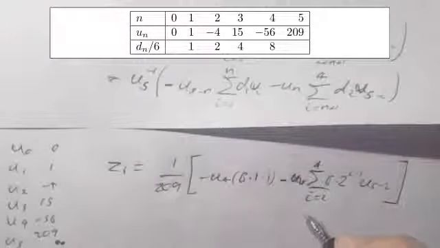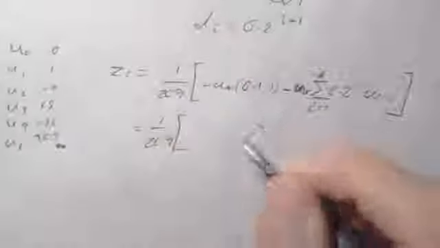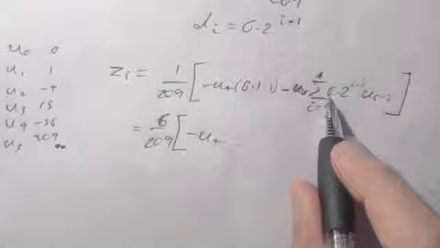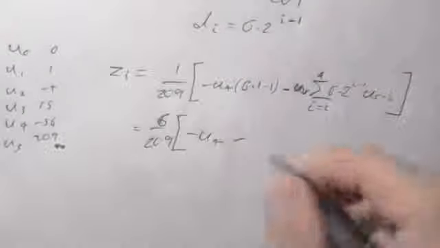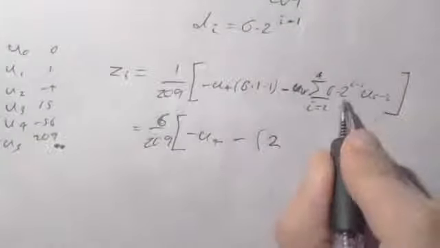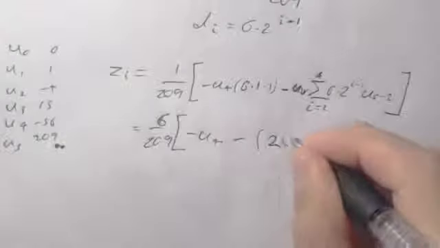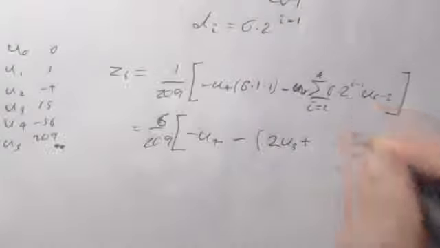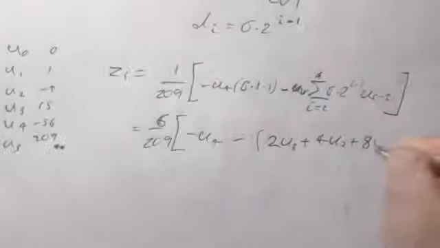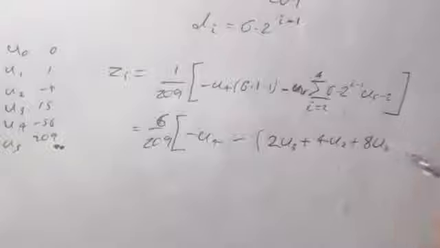So this bit here, let's write it like this, is 1 over 209, so minus, I'm going to take 6 out here, minus U4, and then I can get rid of the 6 here as well, minus the sum I equals 2, I'm going to have 2U3 plus 4U2 plus 8U1, and that's it, right?